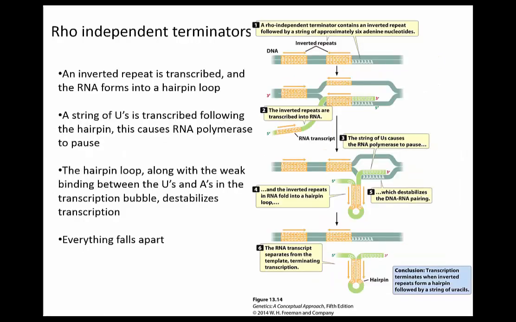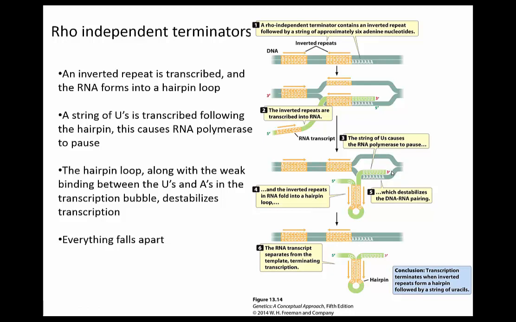The second type of terminator is called rho-independent, and this is actually dependent only upon the sequence of the RNA that is transcribed. So what happens here is there's a region in the DNA that is called an inverted repeat. Now the DNA is double-stranded, so it's not going to make any unusual structures with itself. However, once that gets transcribed into RNA, we form this region of the RNA that can actually base pair with itself. This is called a hairpin loop, and this hairpin loop is followed by a string of U's.